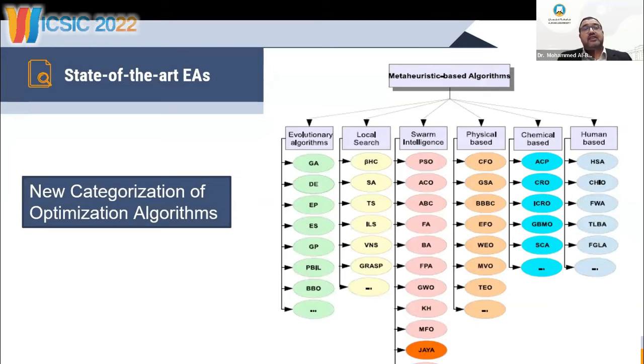Nowadays, the domain is redefined, and evolutionary algorithms became meta-heuristic based algorithms. We have hundreds of evolutionary algorithms, optimization algorithms or meta-heuristic algorithms. I categorize them into different families, such as evolutionary algorithms, of which we have just a few here, local search algorithms, and swarm intelligence algorithms. We have algorithms established from physical phenomena, from chemical phenomena, and from human phenomena, such as harmony search algorithm and coronavirus herd immunity optimizer.